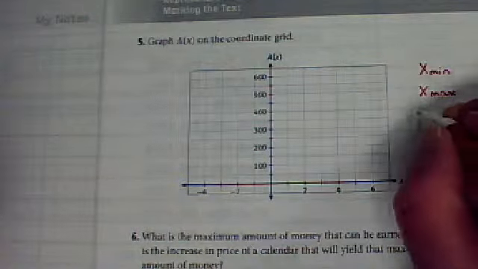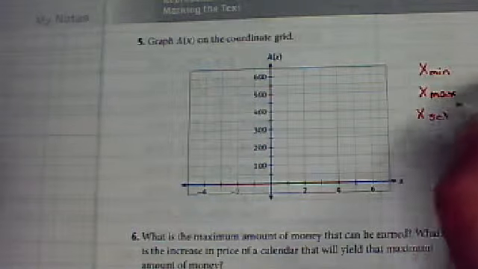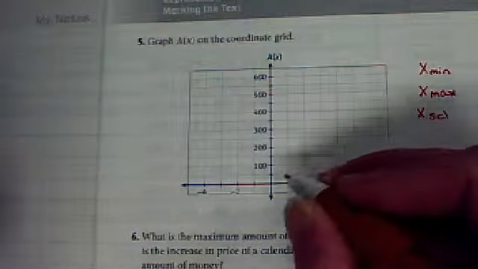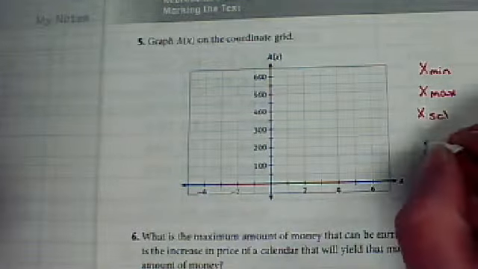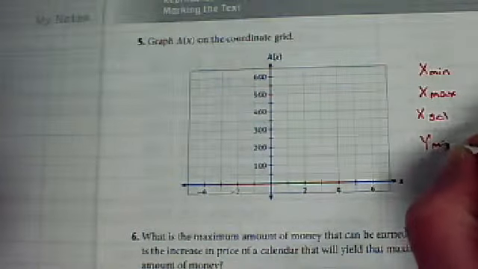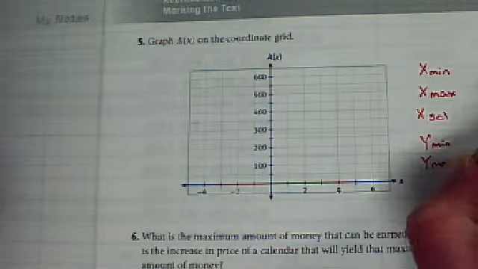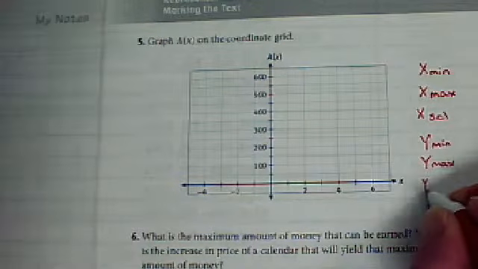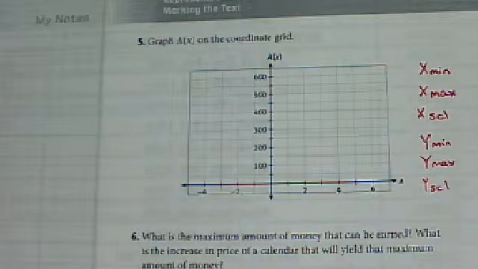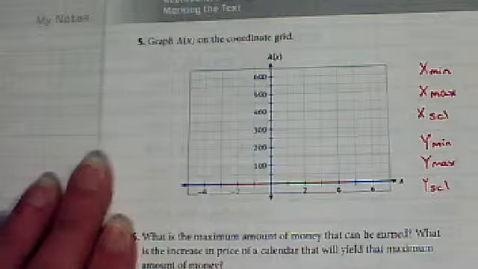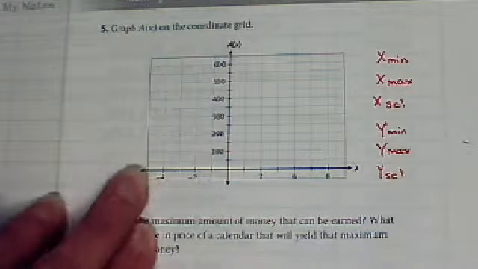And we also need to know what the scale is. The scale is what you're counting by. Y minimum, Y maximum, and the Y scale. These are all really important to setting up your window to match what you're looking at on paper.